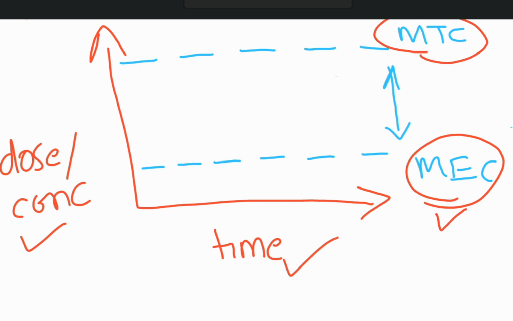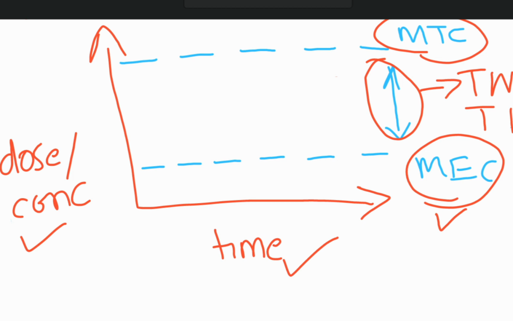MEC means minimum effective concentration, the minimum concentration of a drug that is required to give the effect of a drug. MTC is the maximum toxic concentration, the maximum concentration of drug beyond which the toxic effects of the drug start to come. Between MEC and MTC, there is a region which is known as the therapeutic window, or you can say therapeutic index. Usually your drug should remain between this therapeutic window.